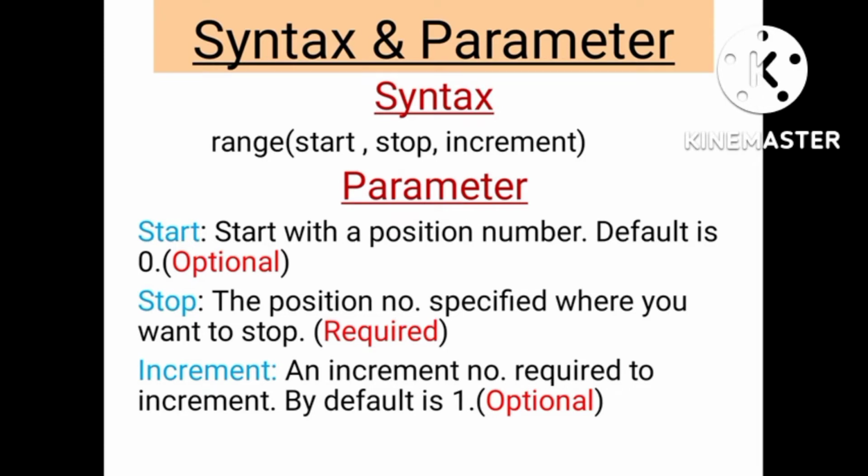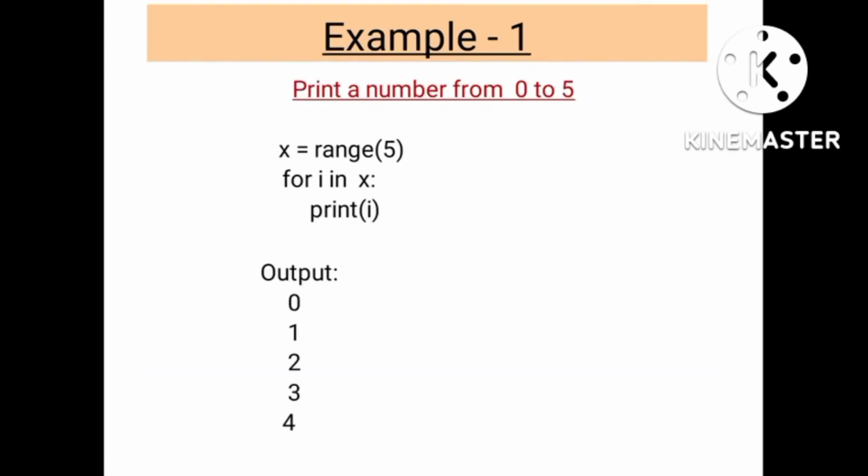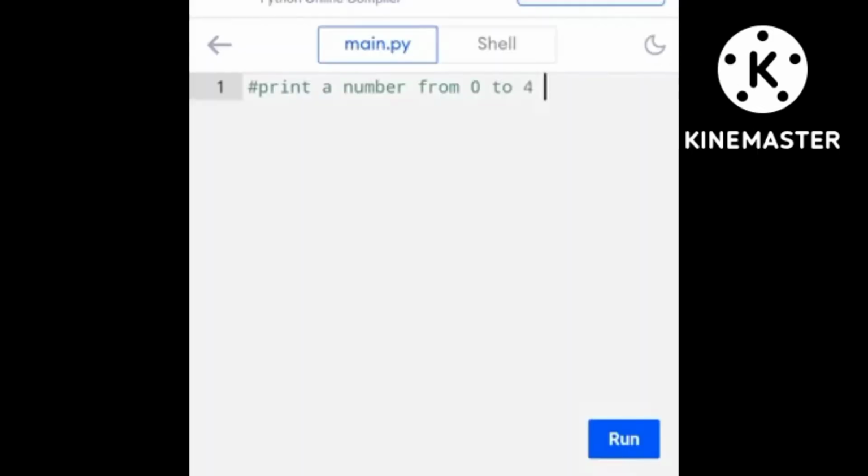Let's see an example. Here, we want to print numbers from 0 to 4, where x is a variable, and we did not define any starting number or increment number in the range function. We used only the n number. Here, the number will start from 0, and the increment will be +1 by default, as I told you earlier. So, the output will print numbers from 0 to 4.